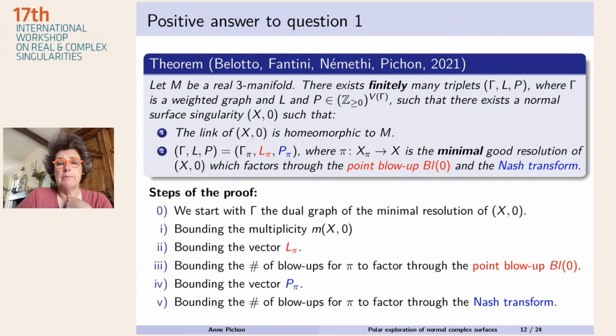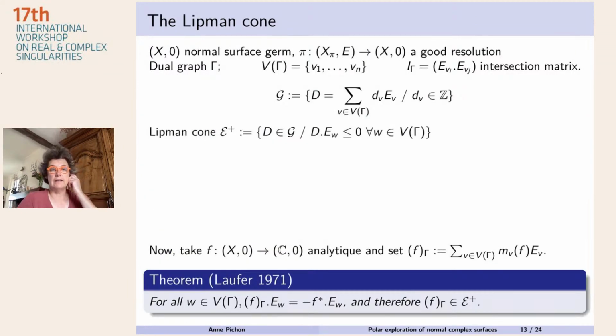I will start by showing you how to first bound the multiplicity of X, just having the topology of the link. For this, I need the Lipman cone of a surface. So start with X, a normal surface germ, and consider a good resolution of X and its dual graph gamma, so gamma pi, but for short I write it gamma.